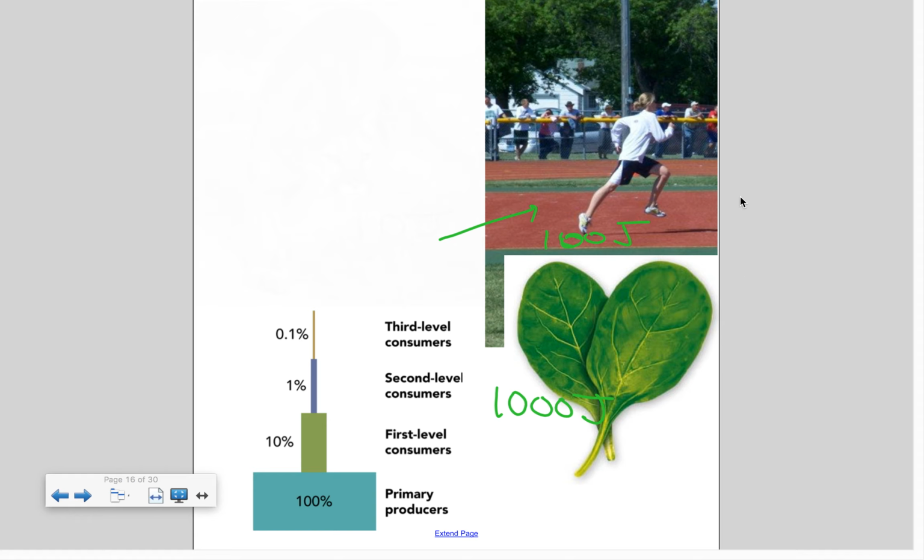Okay, here's me in my prime form in track in high school. Now, I have 100 joules of energy from spinach leaves, right? Let's say that I'm out on a run and a bobcat or a cougar takes me down. Okay, how much energy is that cougar going to get with this 10% transfer?